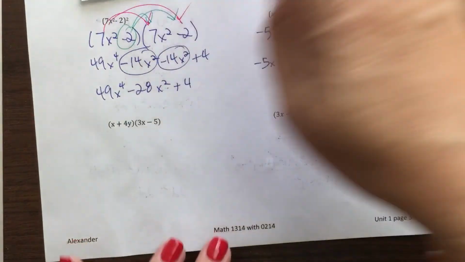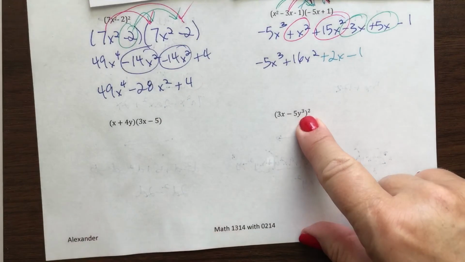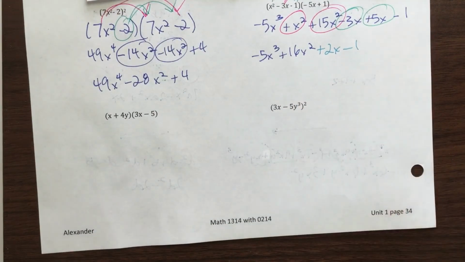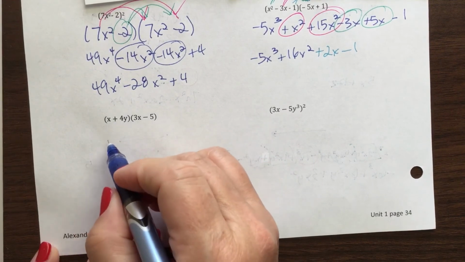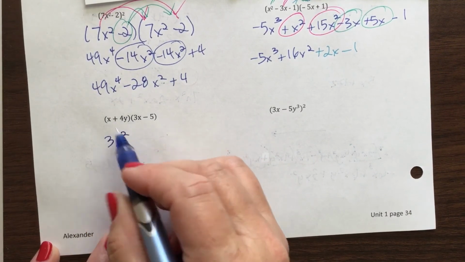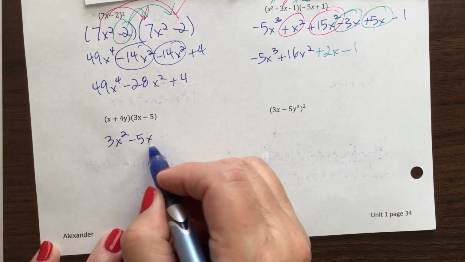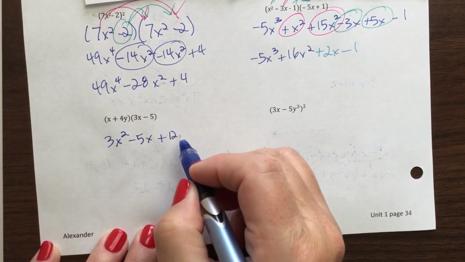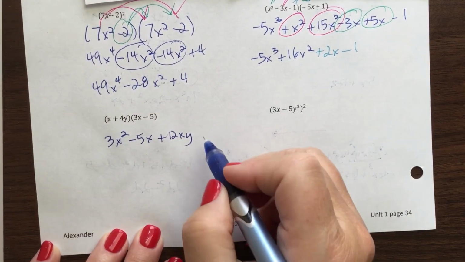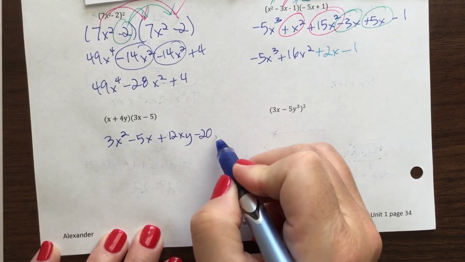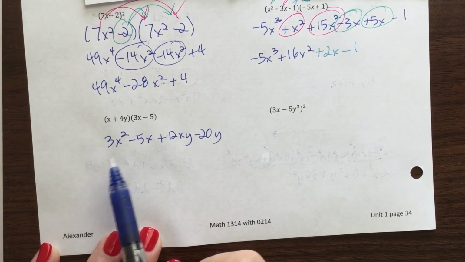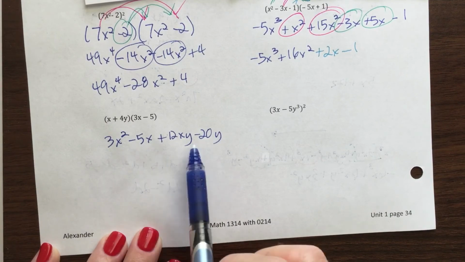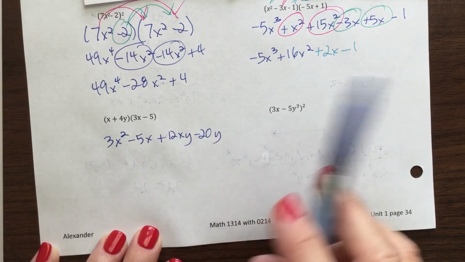Okay, then the last two. And this guy is another one that is really mean-spirited, but let me see if I can quickly do this one. So that's going to be 3x squared minus 5x plus 12xy, or yx, however you want to say it, minus 20y. And this doesn't have anything that can go together because x squared and x's can't mix, xy and just regular y can't mix.